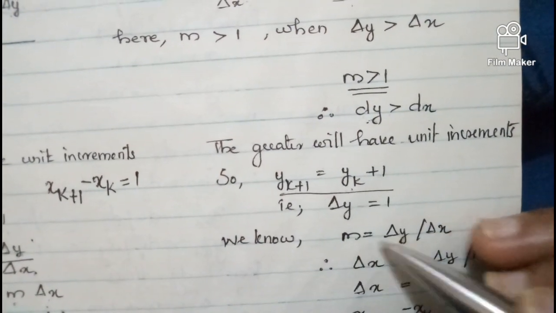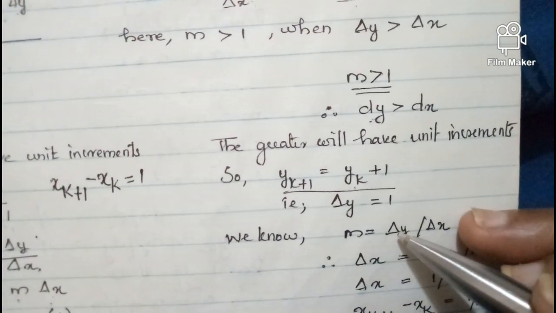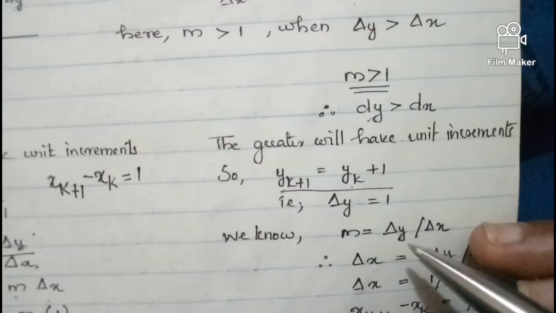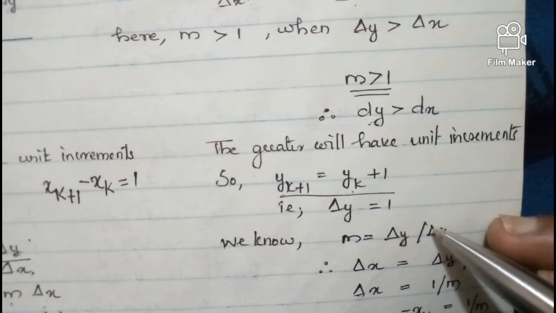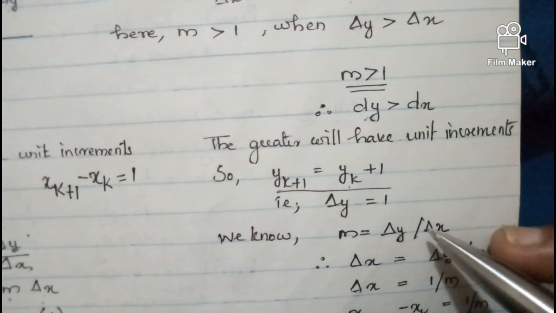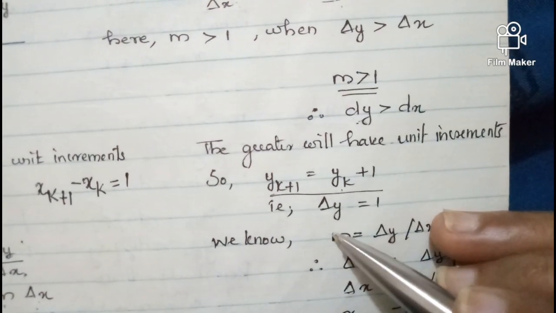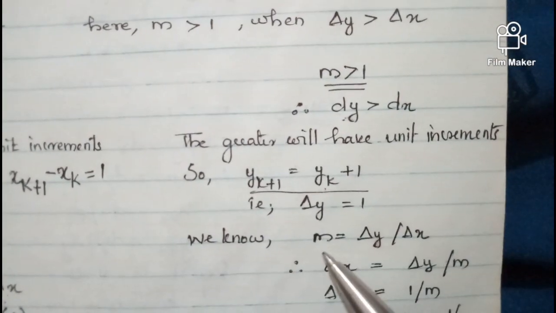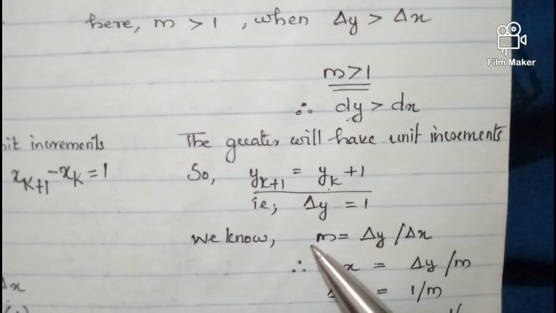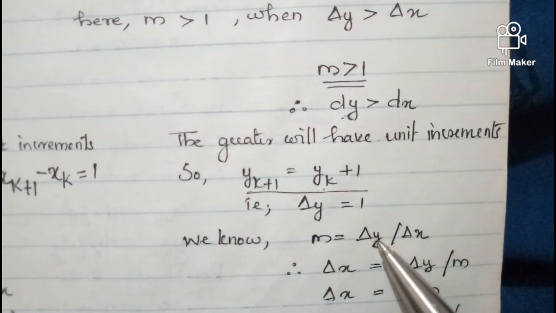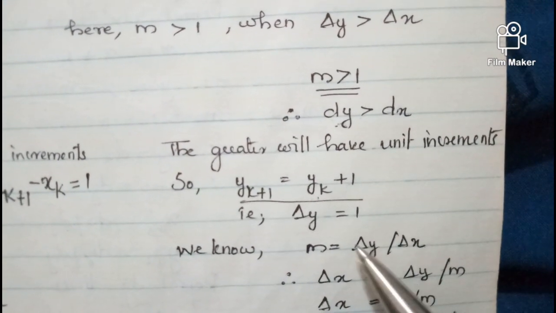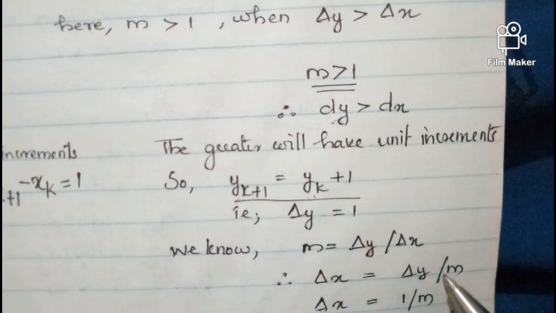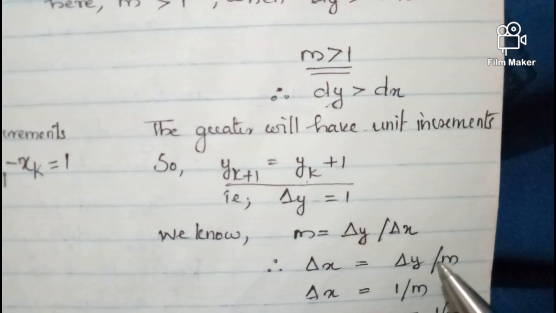Now using this value we are going to compute the value of delta x. Let us write the equation m equals delta y by delta x, where the value of delta y is already known. From here, how can delta x be written? Delta x can be written as delta y by m. When you cross multiply, you get m into delta x equals delta y, and then dividing by m again, you get delta x equals delta y by m.